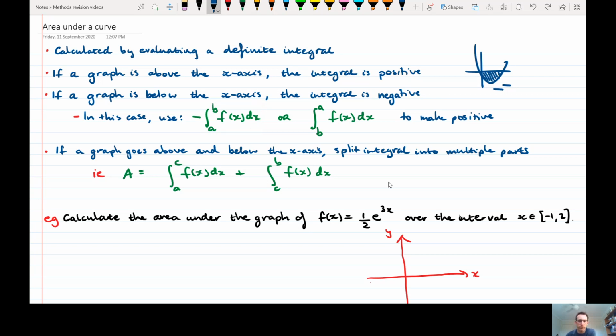The other option is to switch the terminals. Switching the terminals in a definite integral turns it from being a negative to a positive, or vice versa. So you need to remember one of those two methods.